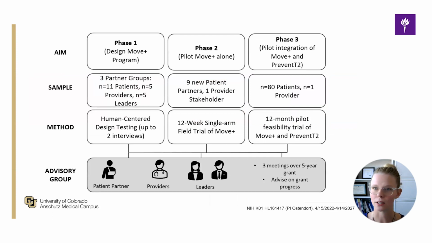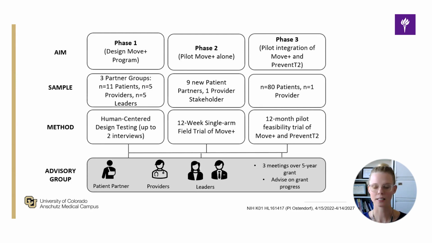And so here's an overview of the study design. So in Aim 1 phase 1, we focused on just designing the MOVE program. And so we engaged 3 partner groups, 11 patients, 5 providers, and 5 leaders. And we conducted human-centered design testing. So each person had up to 2 interviews. And we shared the components with them, the prototypes, and said, hey, what do you think of them? How could we make these better? What changes do you have to recommend?